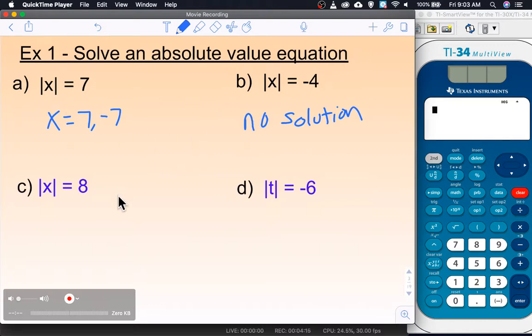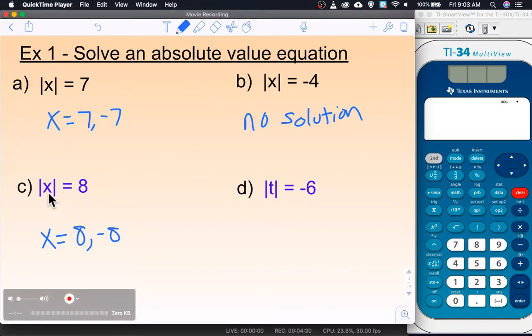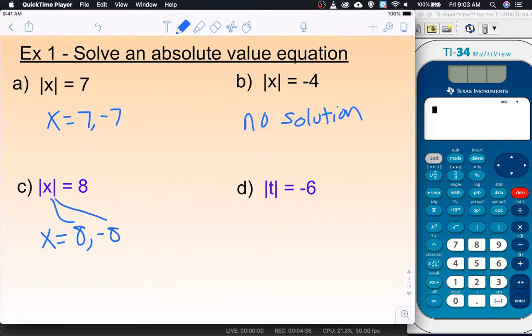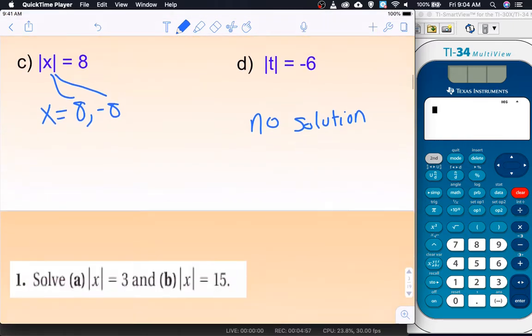Okay, 2 for me, 2 for you. Go ahead and try letters C and D right now, please. All right. So letter C, x is 8 and -8. The absolute value of 8 is 8, and the absolute value of -8 is 8. Letter D is almost exactly like letter B. This one is also going to have no solution, because you cannot take the absolute value of anything and get a negative answer. Absolute values will only give you positive solutions.